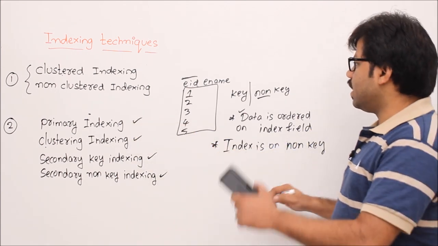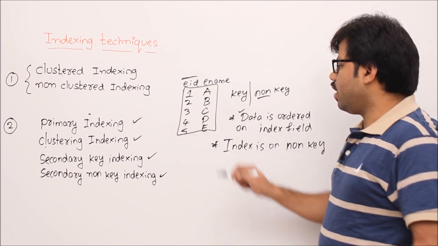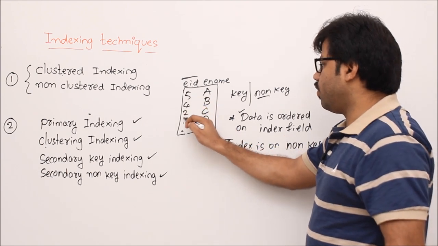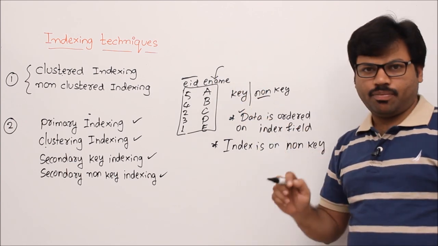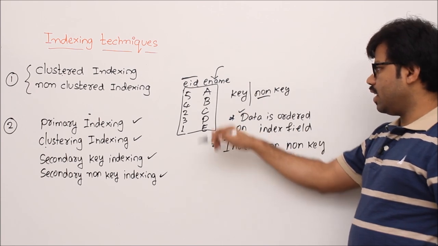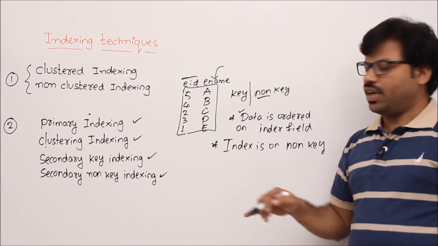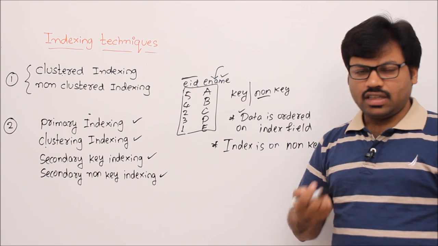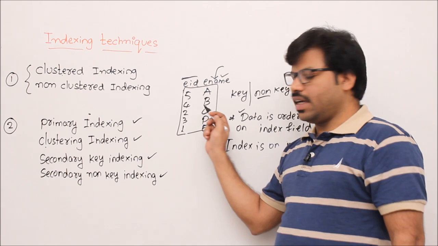An example of clustering indexing is like this: A, B, C, D, E. Let's take data here, something like 5, 4, 2, 3, 1. Now, for example, let's say I am creating an index on employee name. See the details. Data is ordered on your index field, correct? Yes, A, B, C, D. Data is ordered. Second, the index is on a non-key field. Yes, employee name is a non-key field because it can contain duplicates. That is the property of a non-key field. Yes, we are absolutely right. That's why it is clustering indexing.